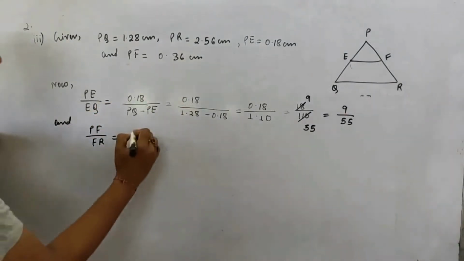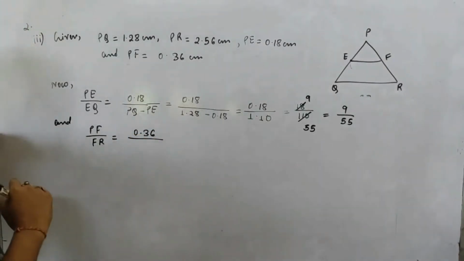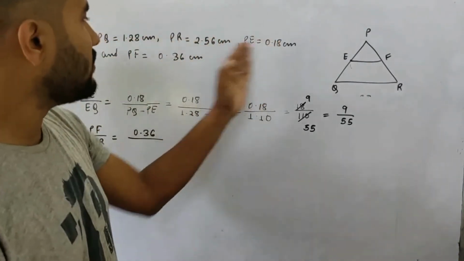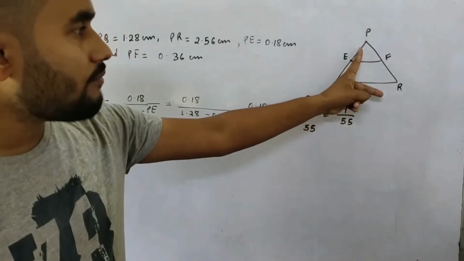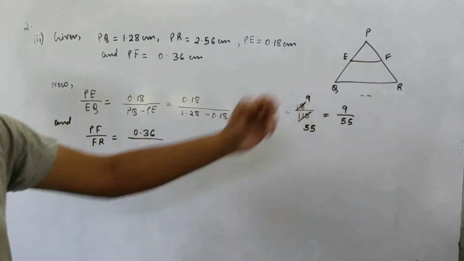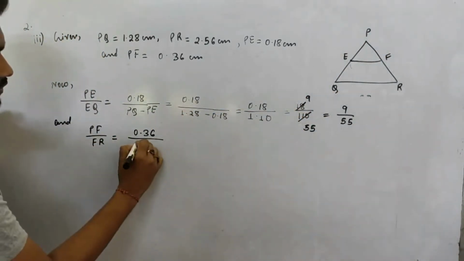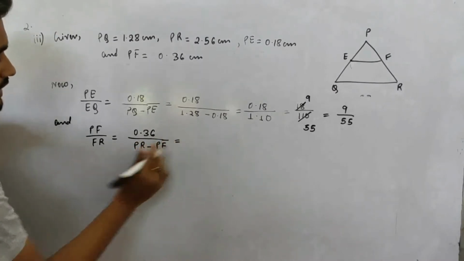PF is 0.36. 0.36 divided by, what is FR? There is no FR given. So very simple, how to find FR? From the complete PR, if I subtract this PF portion, I will get what? FR.